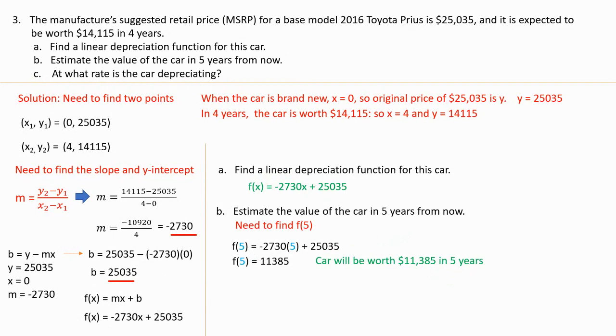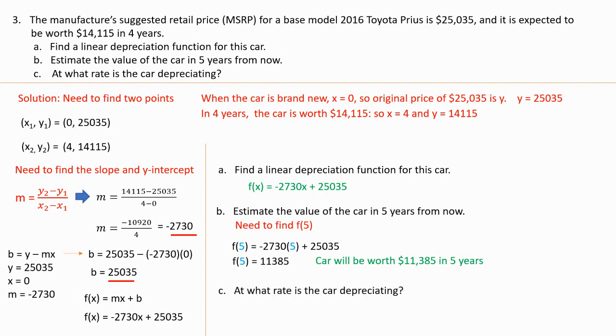So the car will be worth 11,385 in 5 years from 2016. So in 2021, the car was worth 11,385. Now for part C, at what rate is the car depreciating?